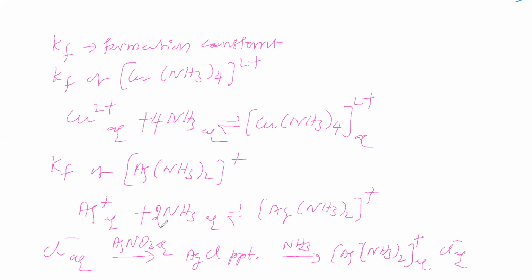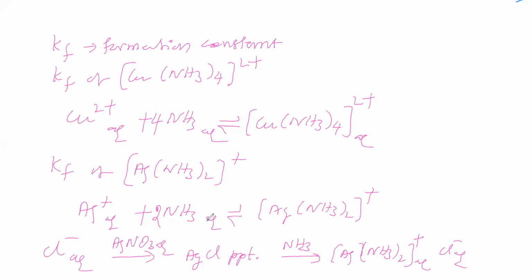So for the Kf of the complex, the formation of this complex, how do we write the equation? In this complex, silver has a +1 oxidation number, which you write as Ag+ aqueous. Then you write ammonia like this. Okay, so now we have an idea of what Kf, the formation constant, is.